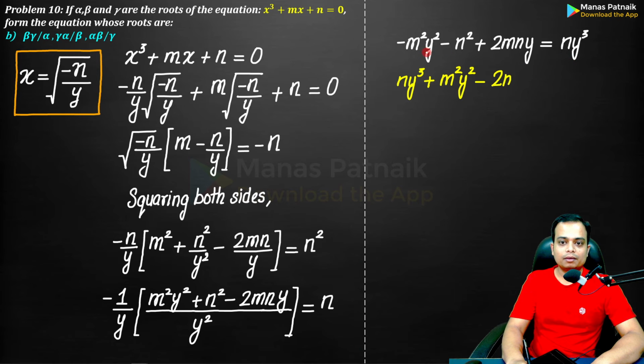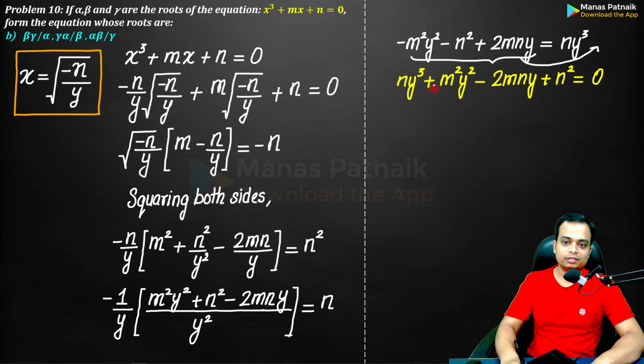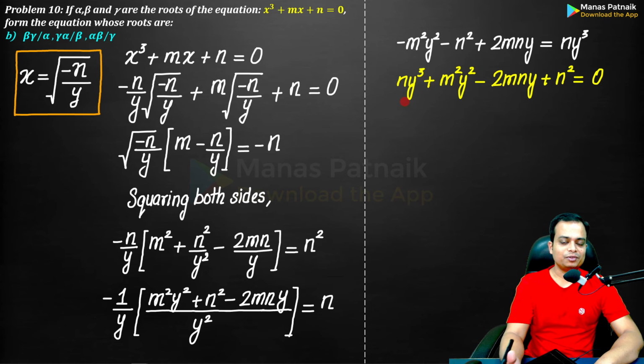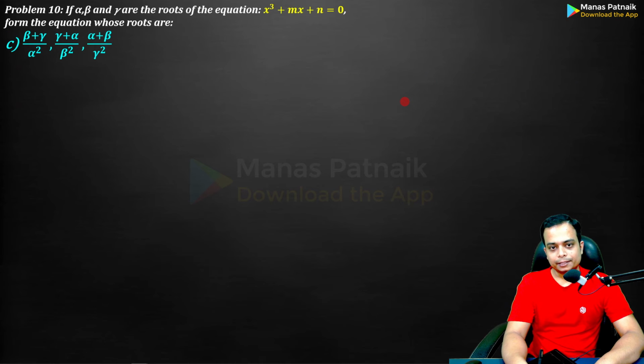Ny cube minus m square y, you can bring or shift all of these terms to the RHS. Their signs are going to change. You can see this. Negative m square y square becomes positive. Okay, this is pretty basic. I believe all of you know these things. Let us now jump to the third case.